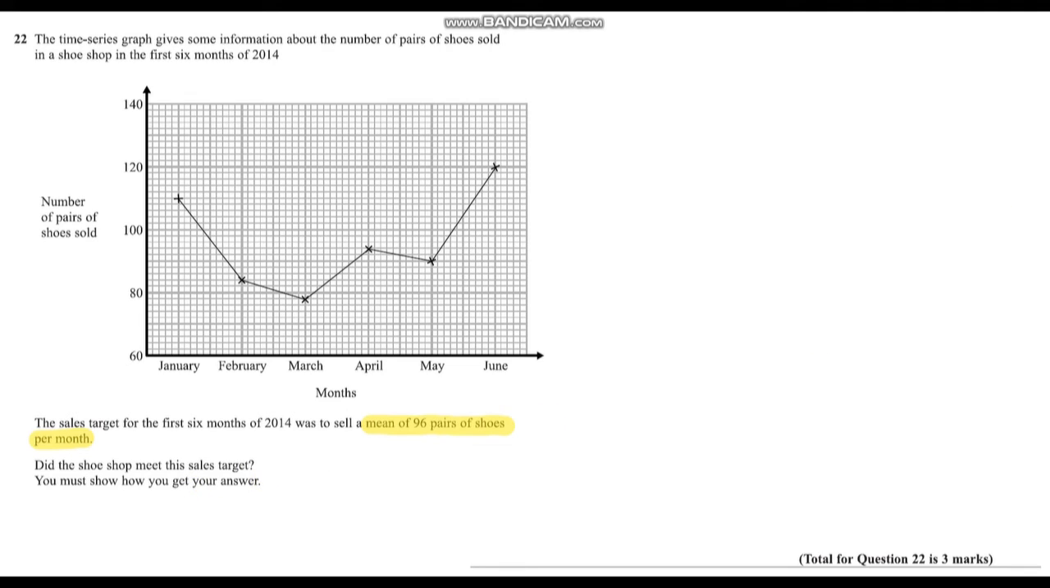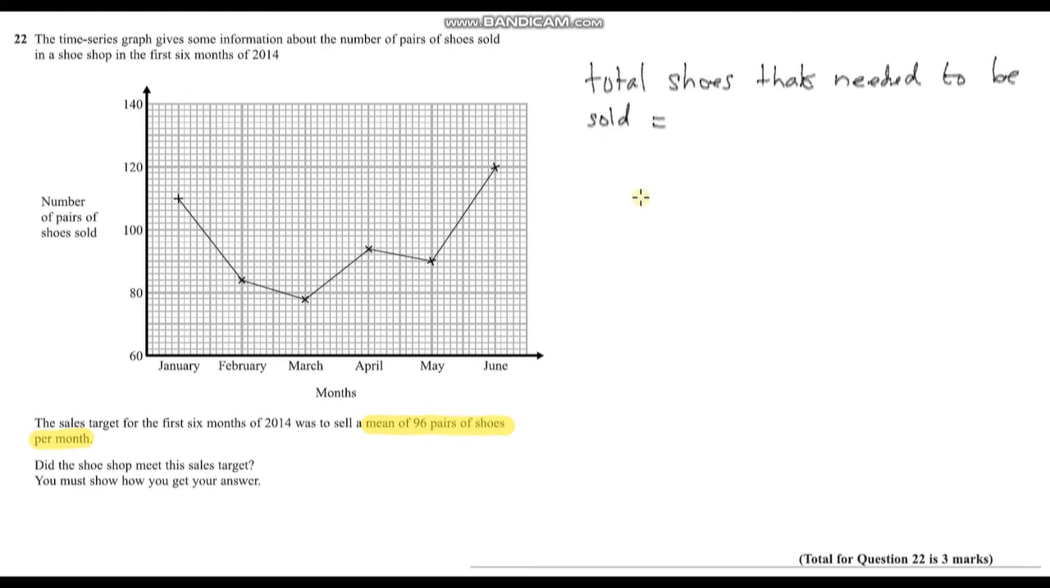So they need to have sold a mean of 96 pairs of shoes per month. Now, this was over a 6-month period, so we could work out the total number of shoes that they had to sell. So total shoes that needed to be sold. So how many shoes did they need to have sold?